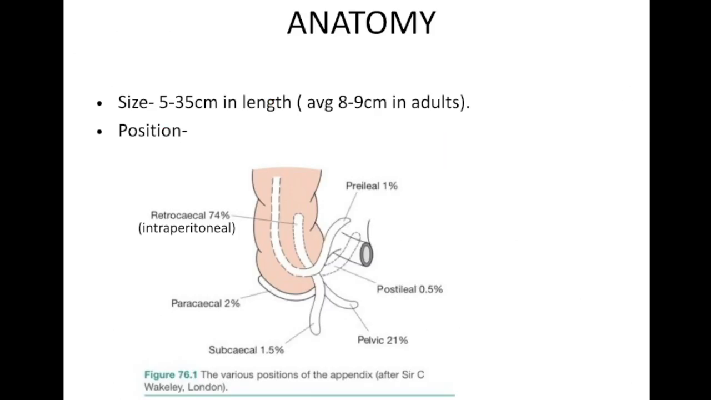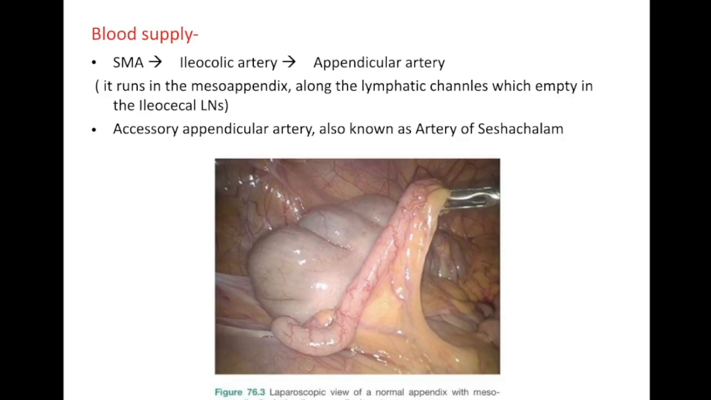So the appendix is an 8 to 9 centimeter long appendage, usually present in the retrocecal position in about 75% of individuals and about 21% in the pelvic region. On average it's 8 to 9 centimeters, but may vary from 5 to 35 centimeters and may have other less frequent locations like the pre-ileal and the post-ileal, and all of these locations have certain presentations which we'll see.